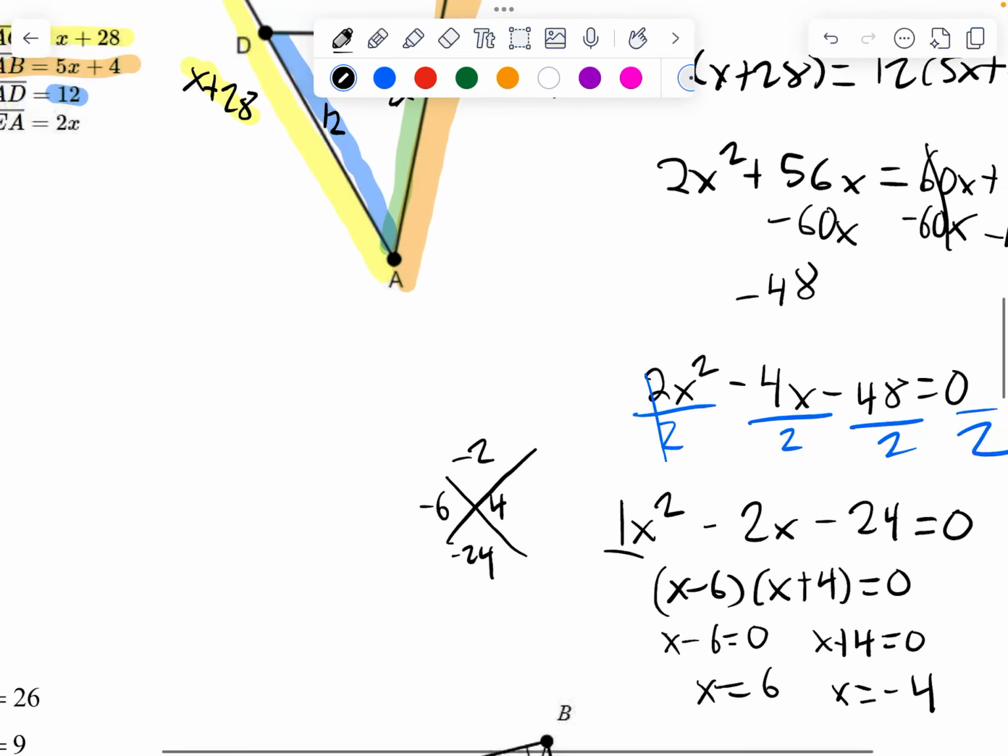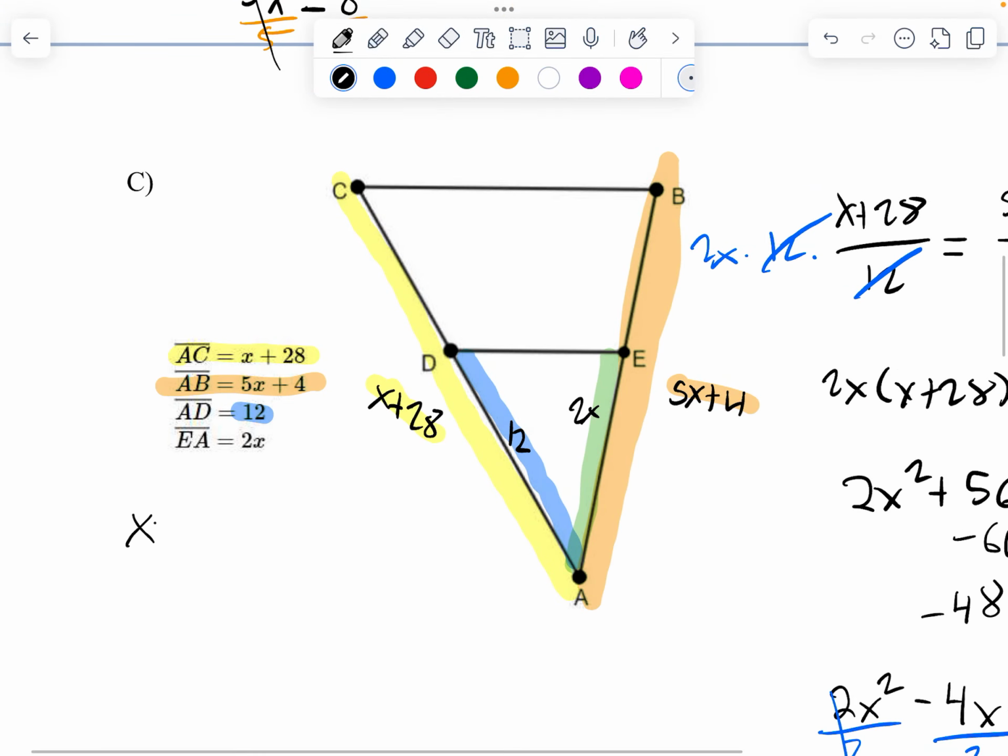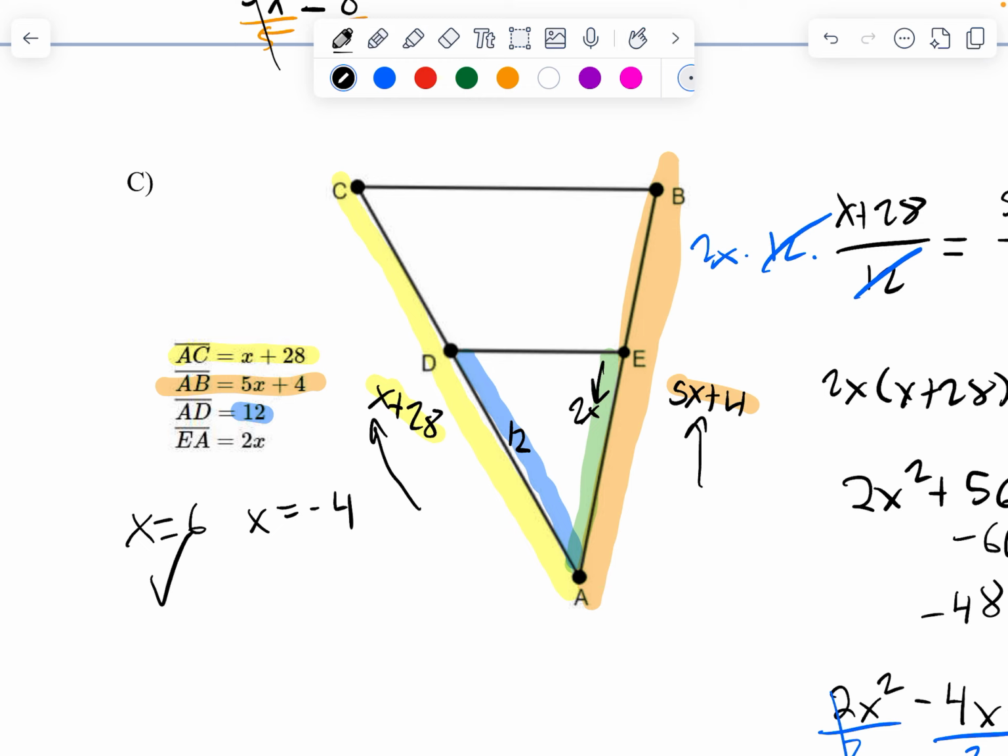All right, so we have x equals 6, x equals negative 4. Let's try 6 first. If I plug 6 in, 6 plus 28, 34, positive number, we're good to go. 30 plus 4, because 5 times 6, right? 34, ironically the same number. Coincidence, by the way. Also works, which means one last one to check. 6 times 2, 12, positive number. Yay! They all work.